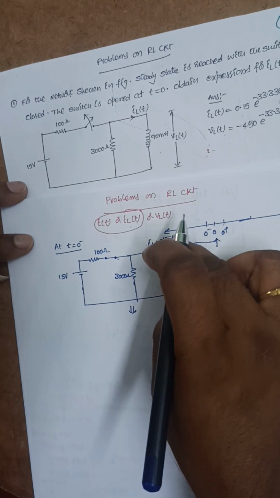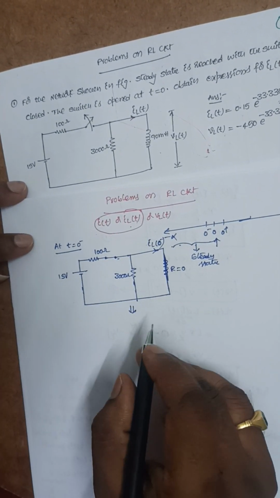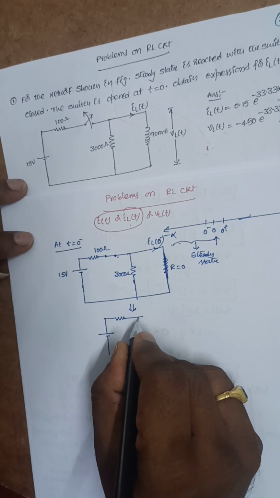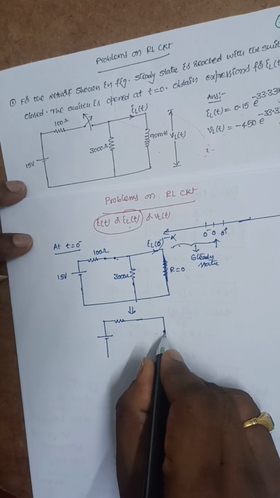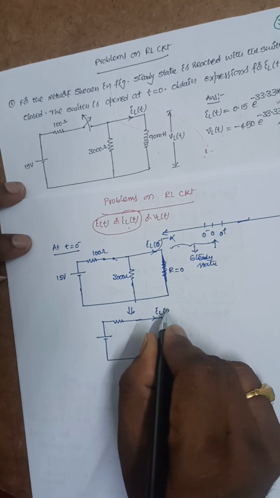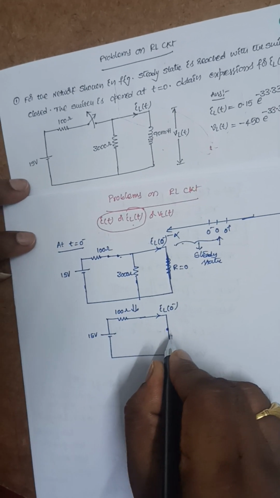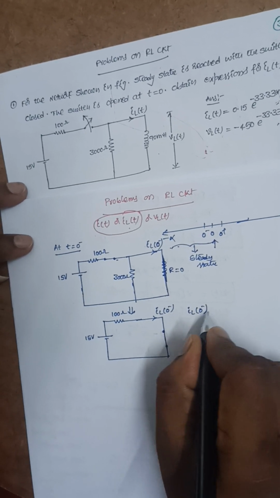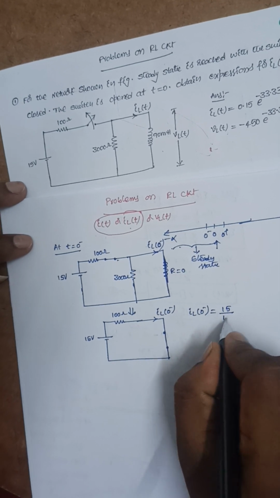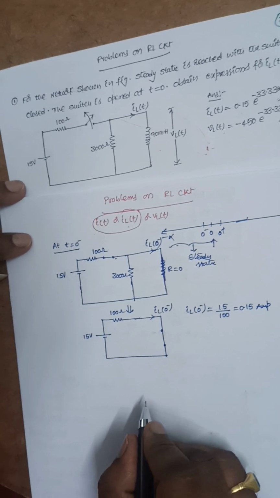or otherwise, if a short circuit is connected across any resistor, then it also becomes a short circuit. So this circuit will become like this. It is a short circuit for the inductor. So it is IL of 0 minus, the resistance 100 ohms, and 15 volts. The value of IL of 0 minus here is 15 divided by 100, which is 0.15 amperes.